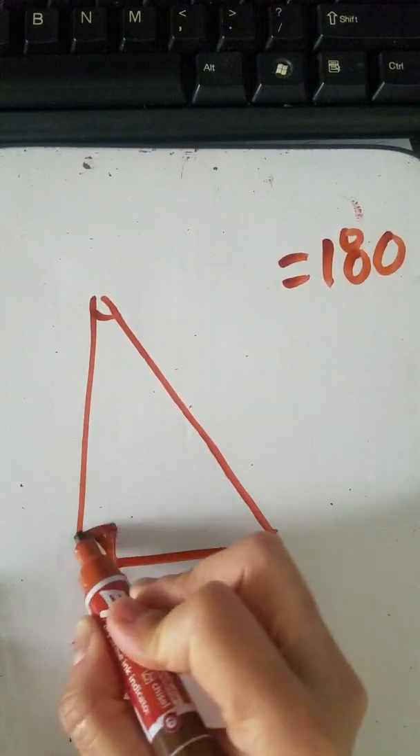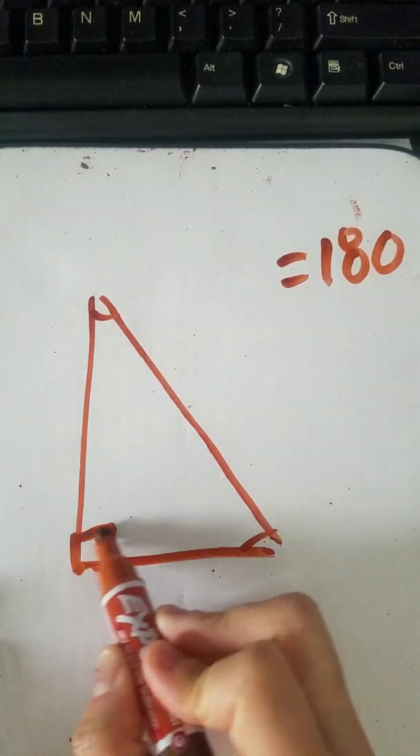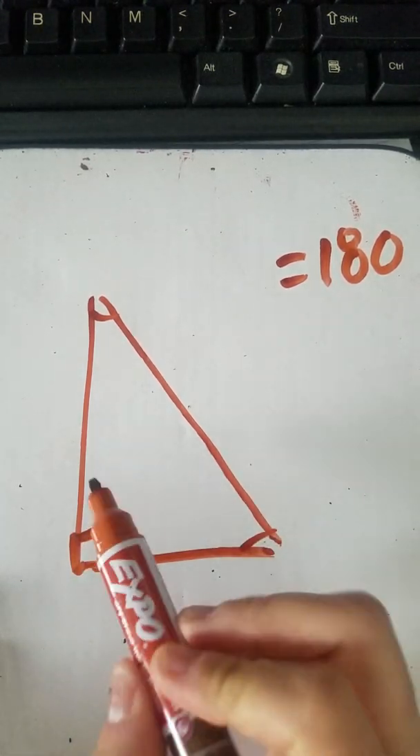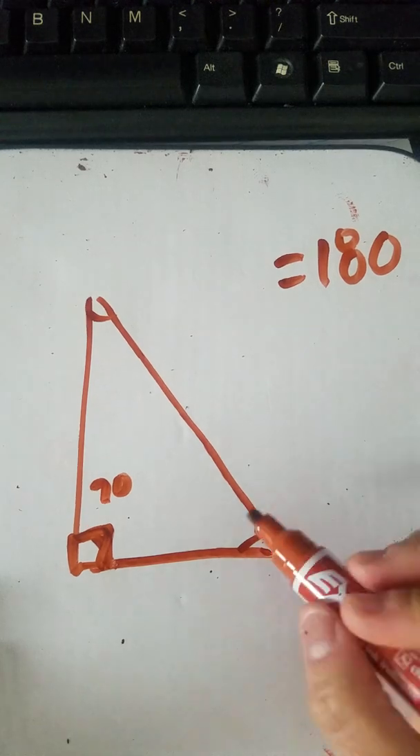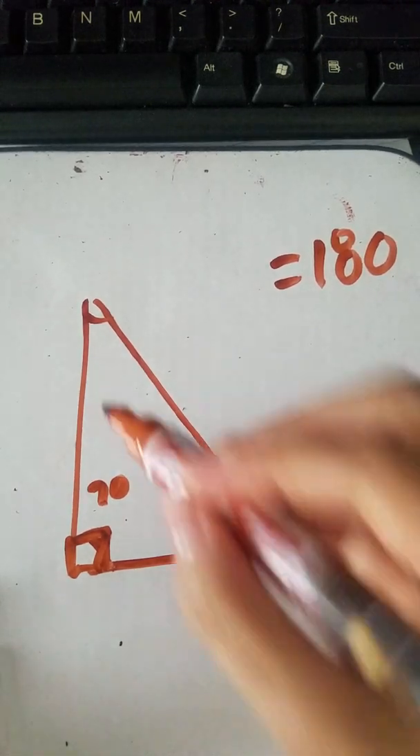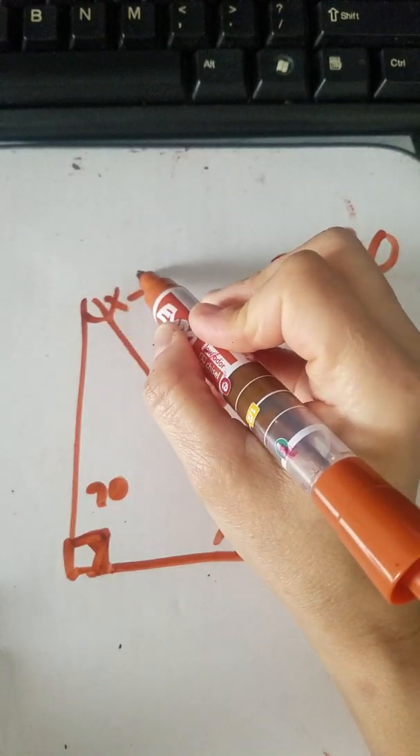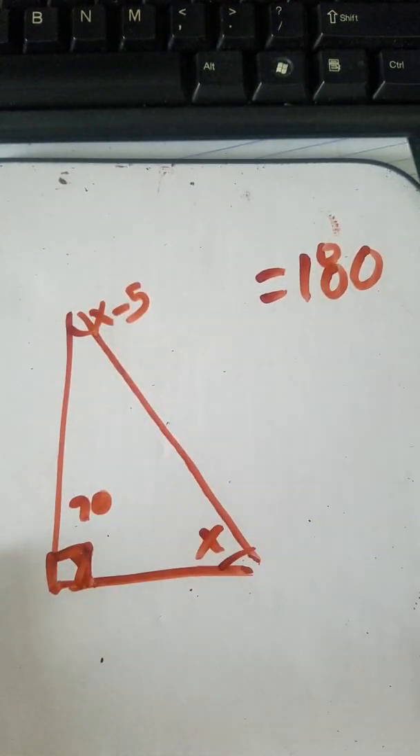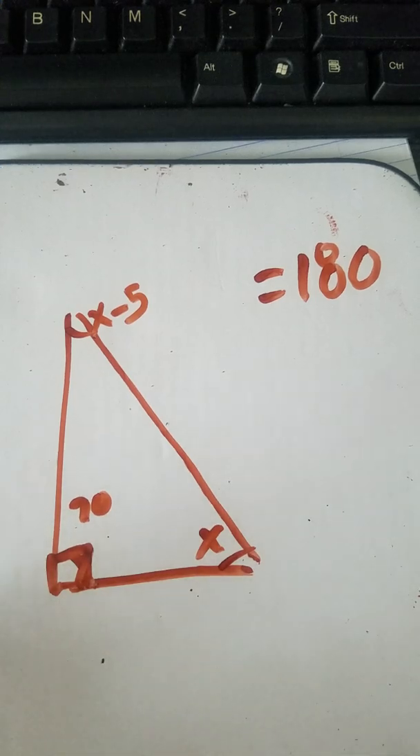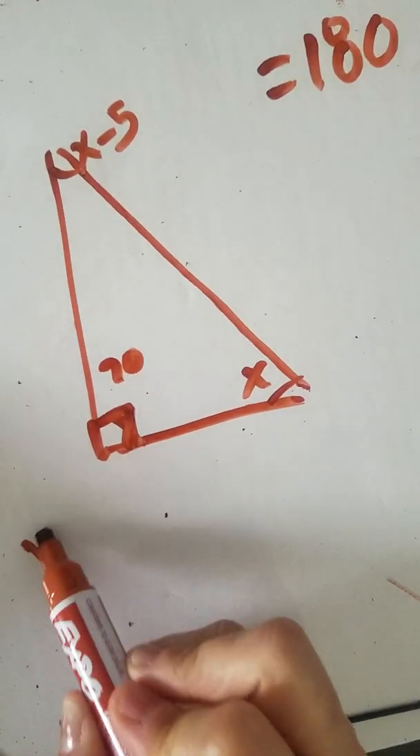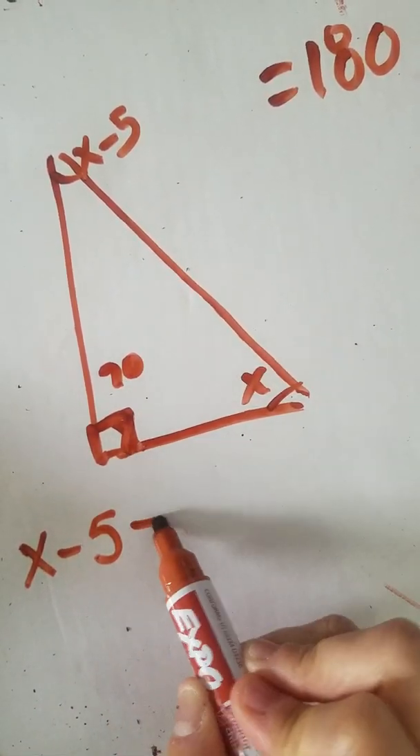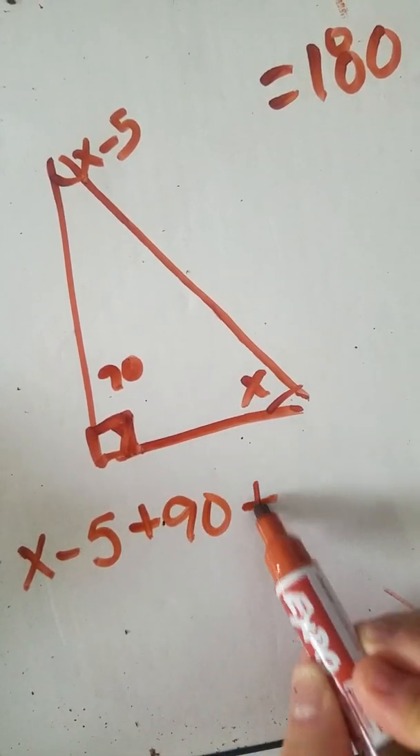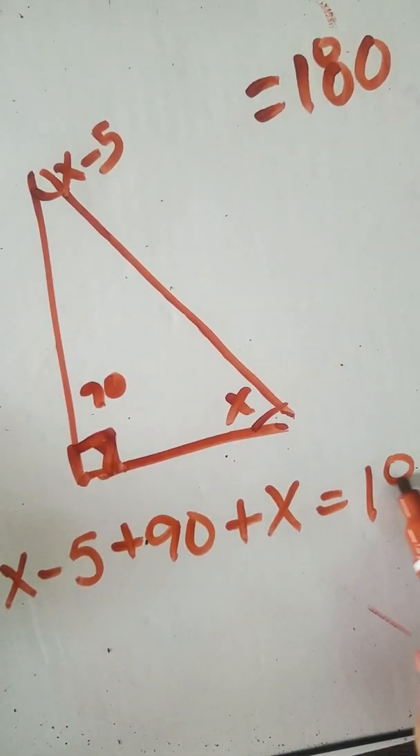Let's say this one here, they're not giving it to you, but it has the little box. Then you know that this is 90. This one might say x. And this one might say x minus 5. But you know that all three of them have to equal 180. So you're going to do the same thing. You're going to go x minus 5 plus 90 plus x is going to equal 180.